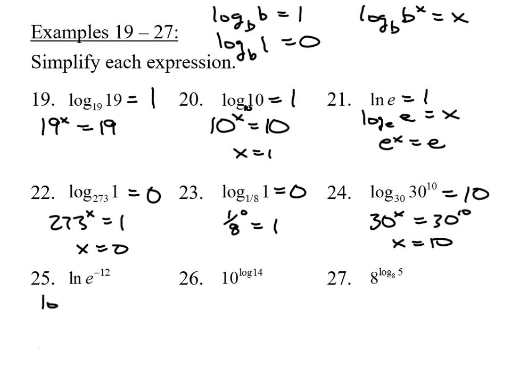Here I'm going to rewrite it with log base e of e to the negative 12. That's the same property. I've got the same base here as I do here, so that must mean that this equals negative 12. You don't have to remember the properties again, but it does save you time if you do remember them.